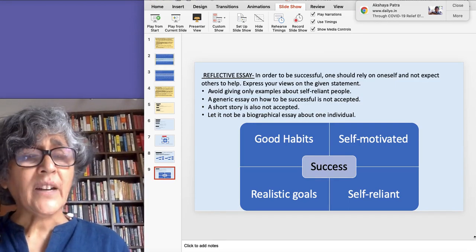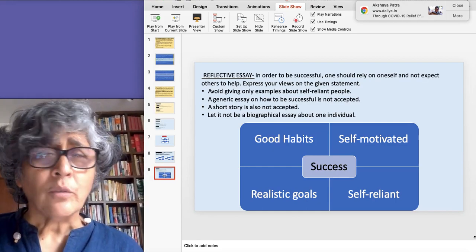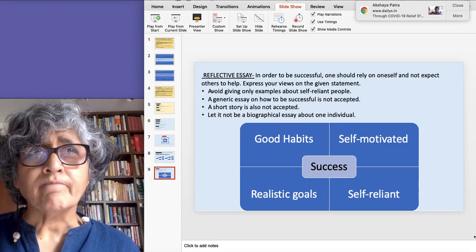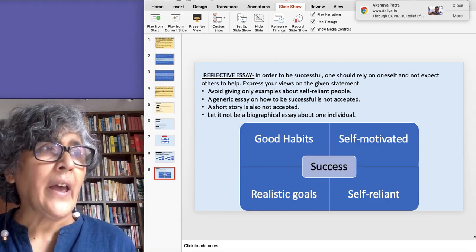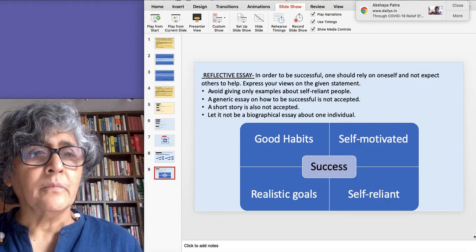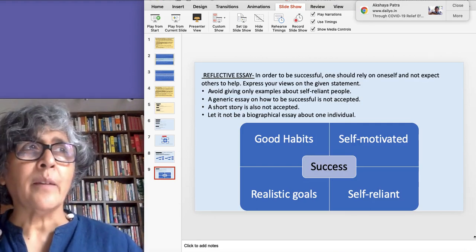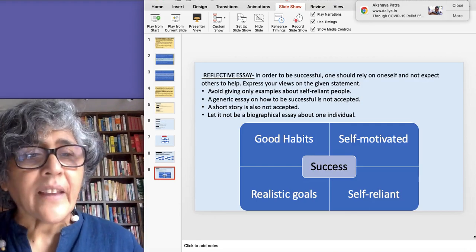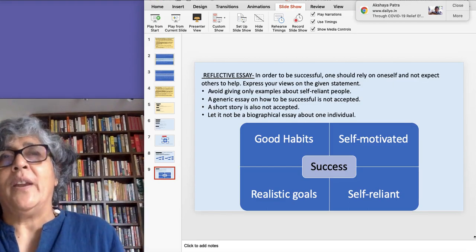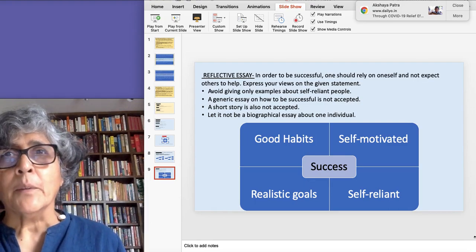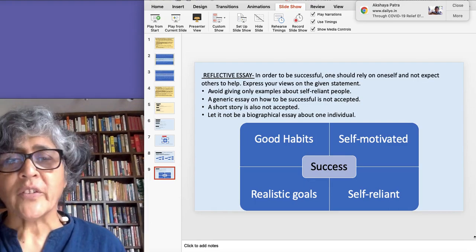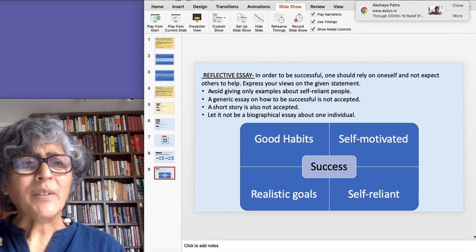And I know that I'm no Magic Johnson, or I am no Alfred Nobel, or I am no Geet Sethi. I mean, I'm using names from different fields. I'm no Lata Mangeshkar. I can't have a goal that I'm going to cut 100 albums in the next 5 years. I know my voice is useless. So I must have realistic goals.